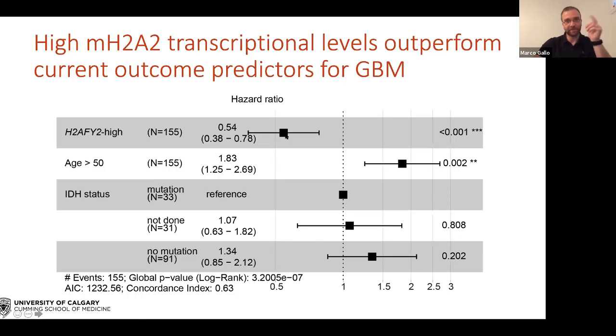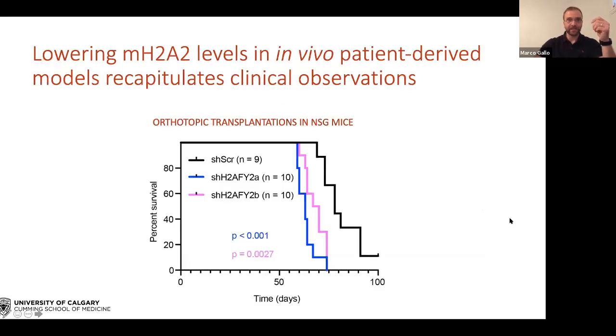And as you can see here, high transcription levels of macroH2A2 are actually a better prognostic factor for good prognosis than IDH status. So it's something that could be of clinical interest down the road. At this point, we have this association between macroH2A2 transcriptional levels and survival of patients and prognosis.